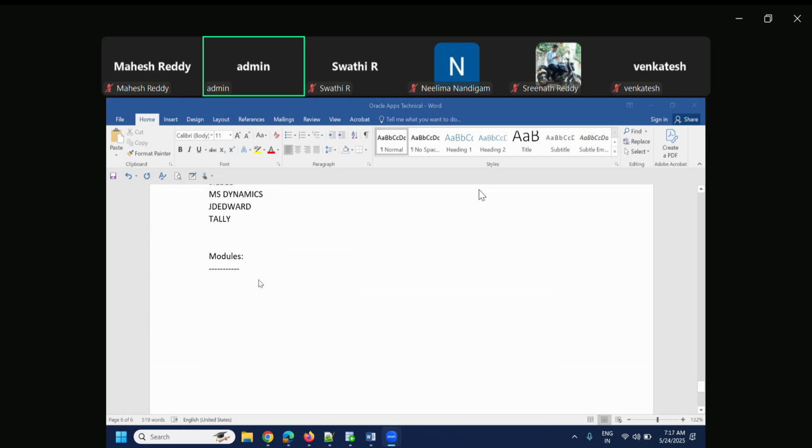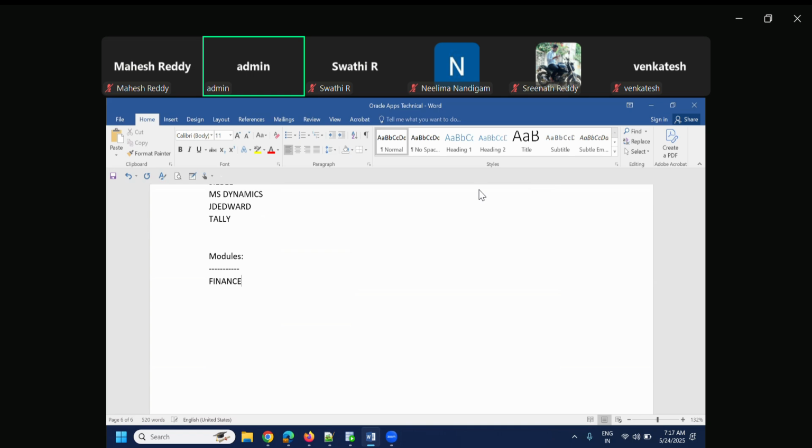Okay. So now we'll go to modules. What are the modules supported by the ERP? Modules are nothing but departments. If you go to a particular company, you could see multiple departments, like procurement, called the PO department, then the finance department, marketing, sales. For each department, there is a terminal called a module. Okay, now I'm going to cover that.